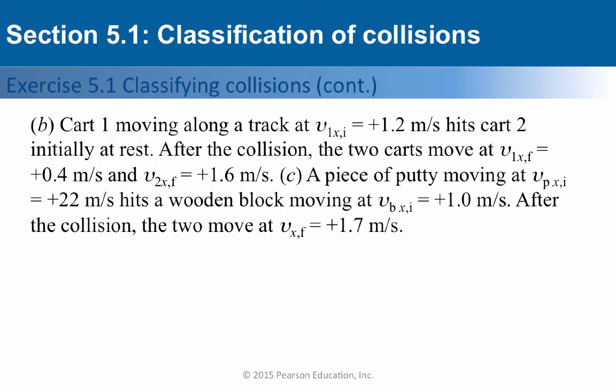So an example, and this is out of the text, an example that you can find in the textbook in section 5.1. Let's say we've got cart 1 moving along a track at 1.2 meters per second. It hits cart 2, initially at rest. The relative speed is 1.2 minus 0, or 1.2 meters per second. After the collision, the two carts move at 0.4 meters per second and 1.6 meters per second. So the relative speed is 1.6 minus 0.4, which is 1.2 meters per second.